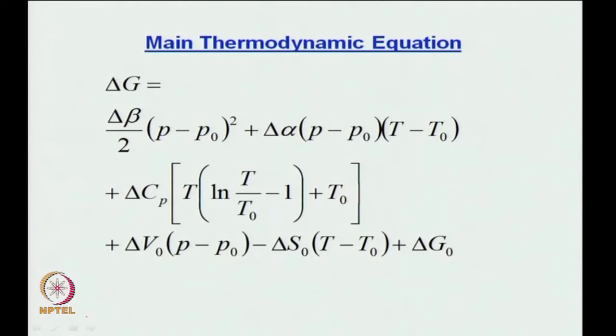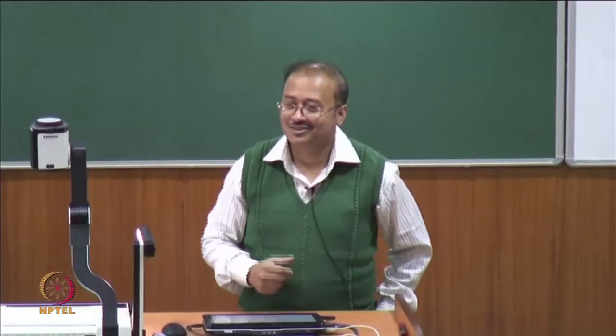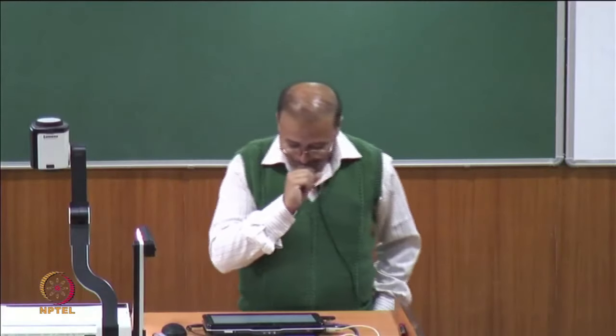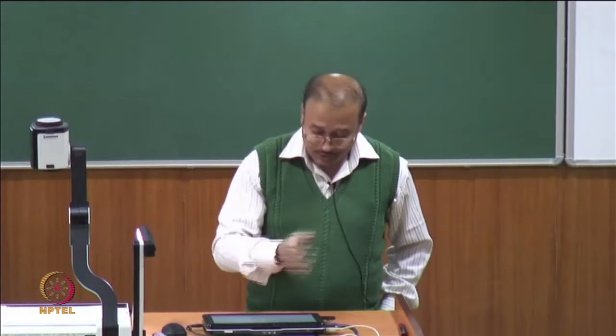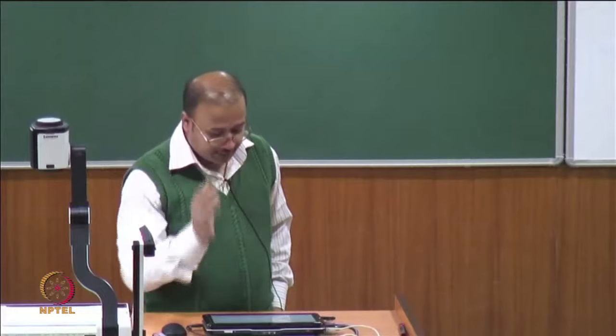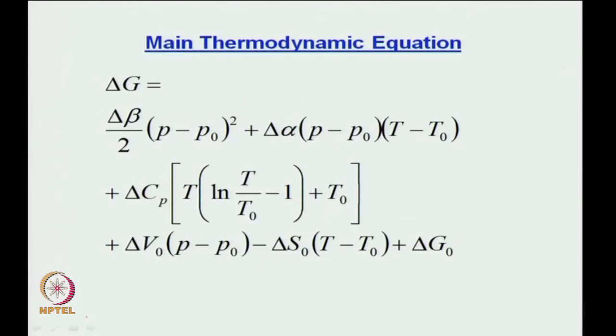Yes, you are absolutely right. So that means you have done it. Okay, that's the good news for me. So again, delta G depends upon delta beta, delta alpha, delta Cp, and we have delta V naught, delta S naught, which are the constants, right.